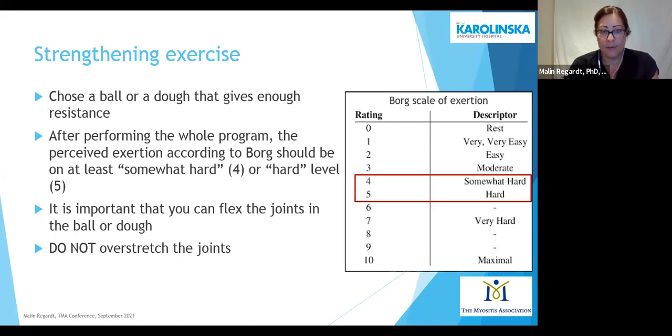Saying that, it's also important that you can flex the joints into the ball or the dough. So if you need to choose a harder ball or a dough, and you cannot flex the fingers or the joints completely, it's better to take a ball or a dough that has less resistance. And it's also very important that you don't overstretch your joints. If it's hard to do, it's easy that you just lose your joint.